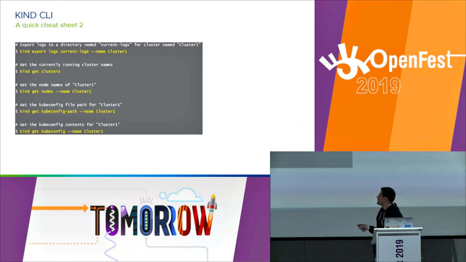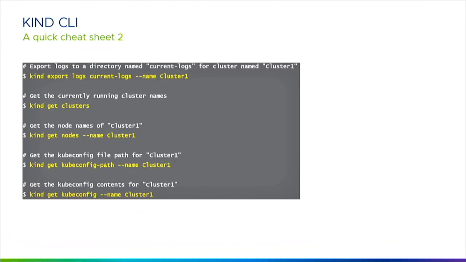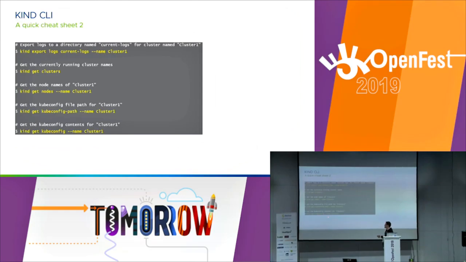Then you have the normal get commands. You can get clusters, nodes of a cluster, and you have a very important command, which is get kubeconfig-path. This is going to give you a path to a YAML file which contains your kubeconfig, and you can then use this YAML file with kubectl, Octant, or whatever to control your cluster. And this is basically the admin kubeconfig. You can also get the full contents of the admin kubeconfig on standard output using this command.